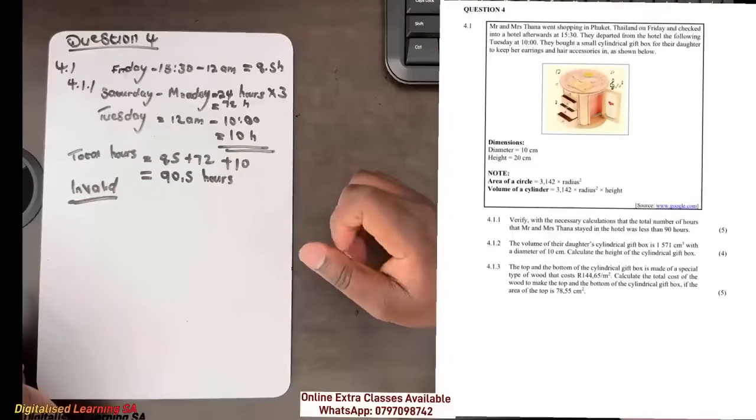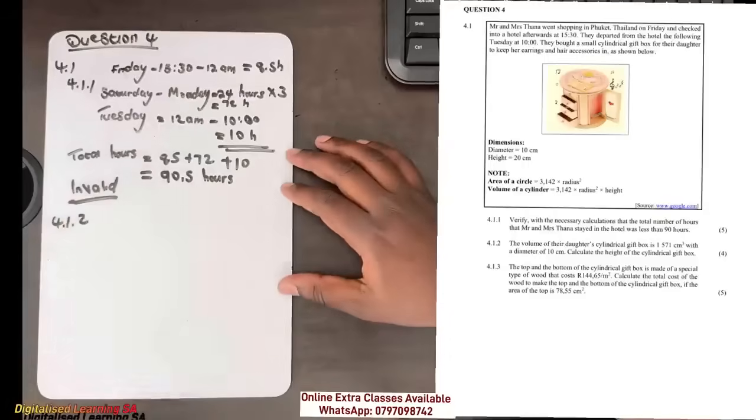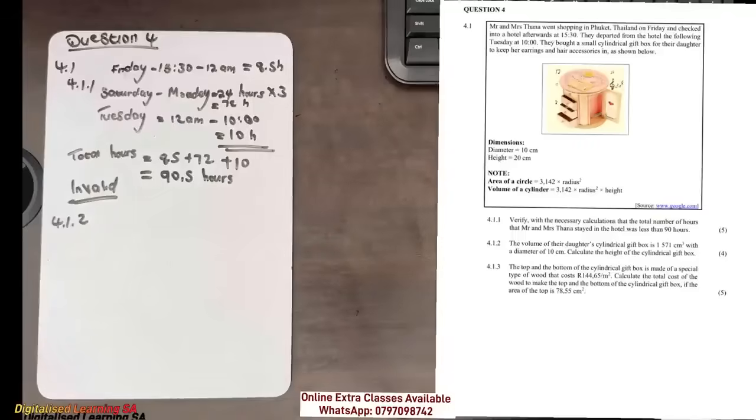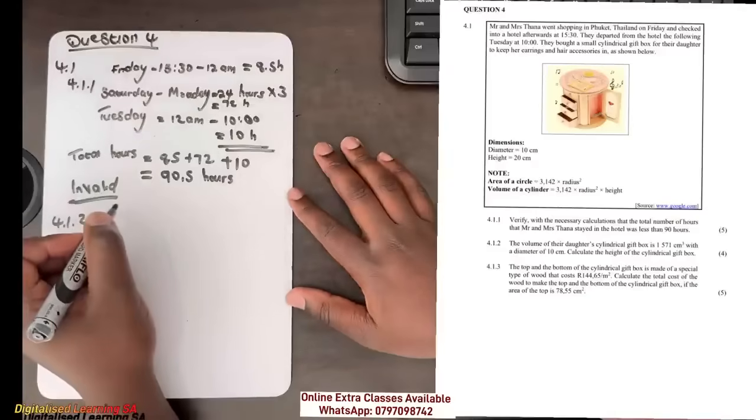Okay, so now let's move to the next question, which is question 4.1.2. Question 4.1.2 says that the volume of their daughter's cylindrical gift box is 1,571 centimeter cube with a diameter of 10 centimeter. Calculate the height of the cylindrical gift box. So we are given the volume and the diameter. The only thing that's missing here is the height. So if we check on our diagram, we can see that we are given the volume formula.